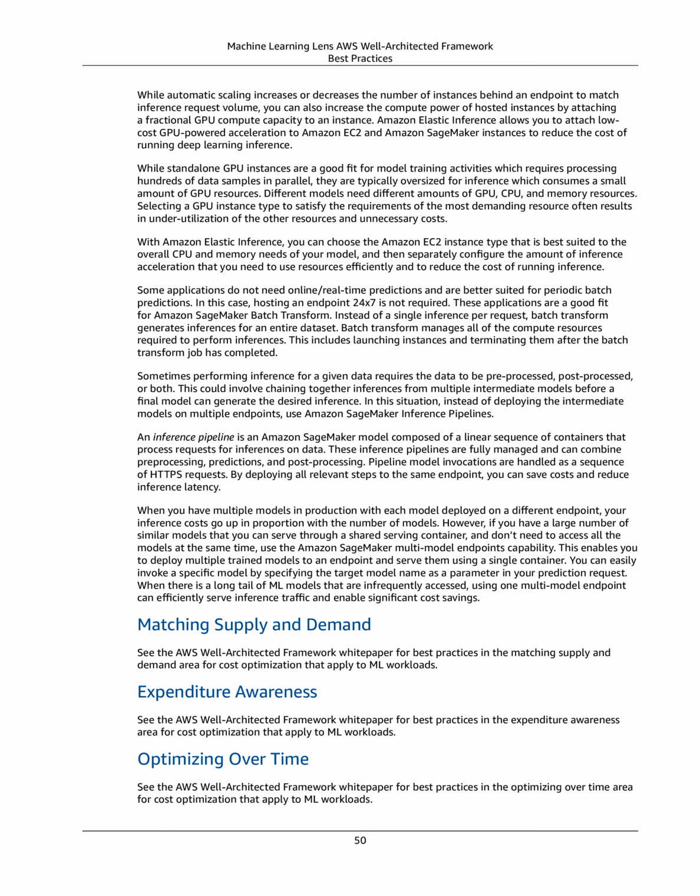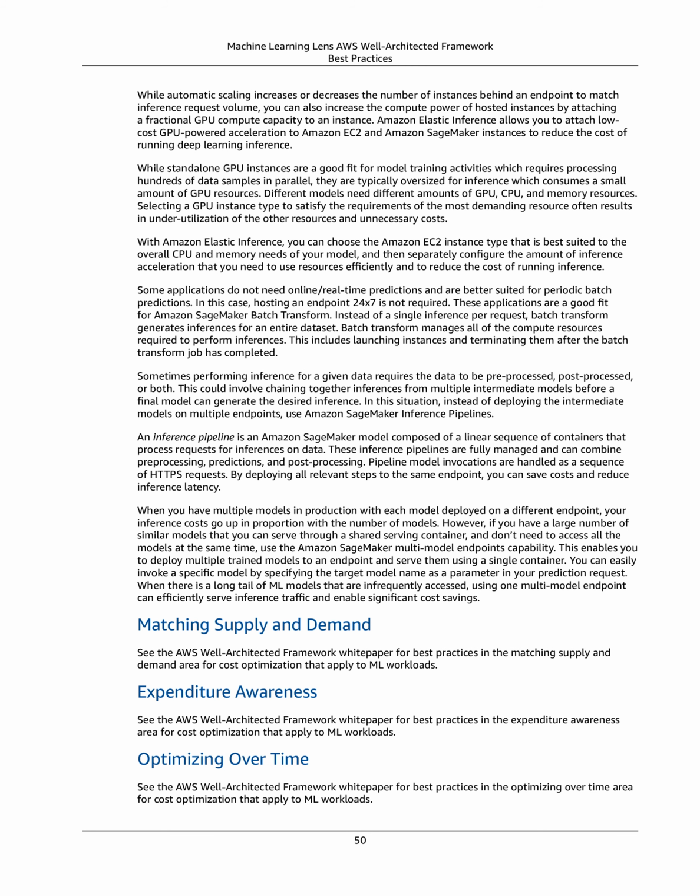When you have multiple models in production with each model deployed on a different endpoint, your inference costs go up in proportion with the number of models. However, if you have a large number of similar models that you can serve through a shared serving container, and don't need to access all the models at the same time, use the Amazon SageMaker multi-model endpoints capability. This enables you to deploy multiple trained models to an endpoint and serve them using a single container. You can easily invoke a specific model by specifying the target model name as a parameter in your prediction request. When there is a long tail of ML models that are infrequently accessed, using one multi-model endpoint can efficiently serve inference traffic and enable significant cost savings.